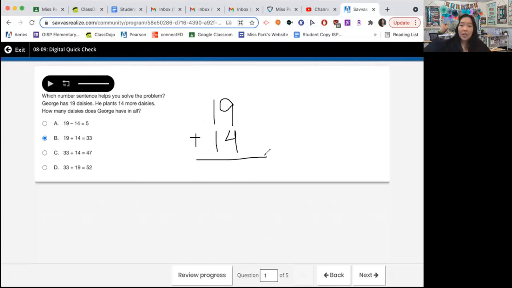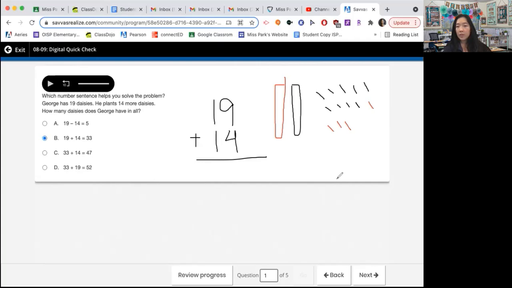Oh, wait, actually, can we do models? Because I do better with models. Okay, sounds good. Let's do models. So we have 1, and then 1, 2, 3, 4, 5, 6, 7, 8, 9. I'm going to make it into like, so it looks kind of like a tens chart. And then 14, 10, 11, 12, 13, 14. All right, let's make a 10. So here's our 10.